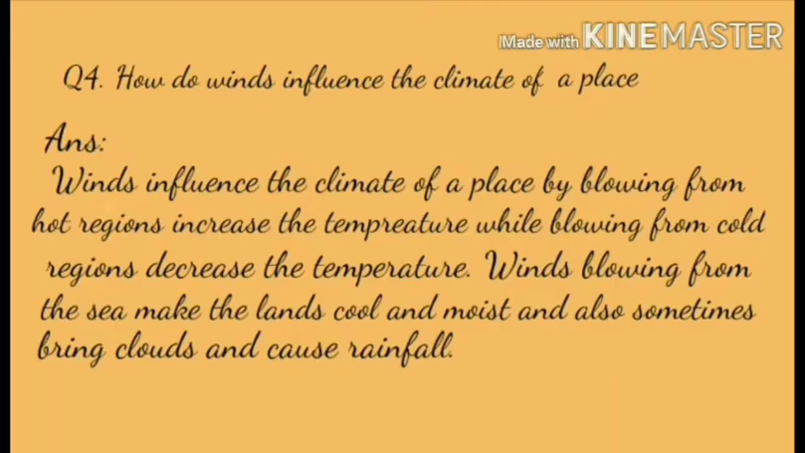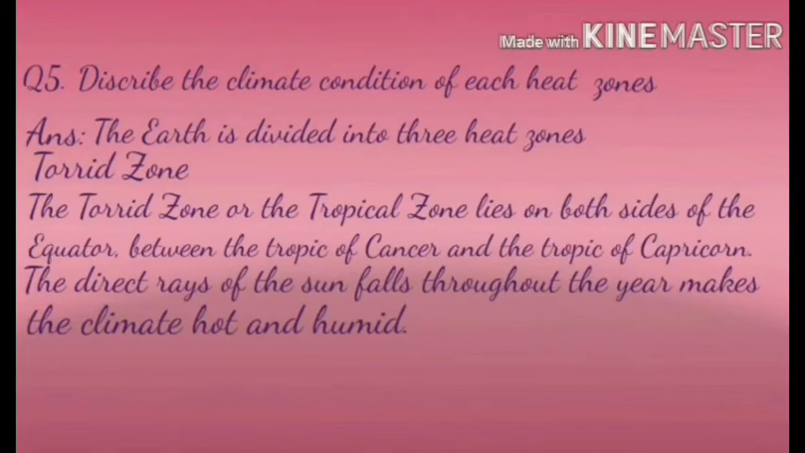Fourth question. How do winds influence the climate of a place? Answer. Winds influence the climate of a place: blowing from hot regions increases the temperature, while blowing from cold regions decreases the temperature. Winds blowing from the sea make the lands cool and moist and also sometimes bring clouds and cause rainfall.